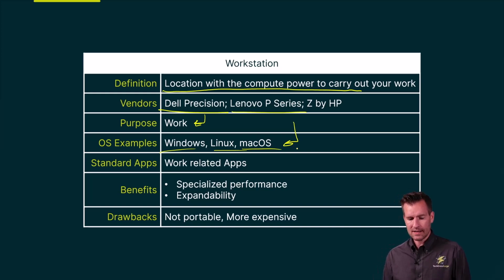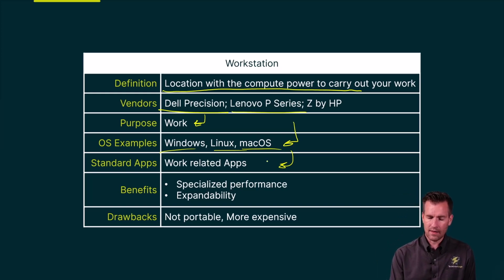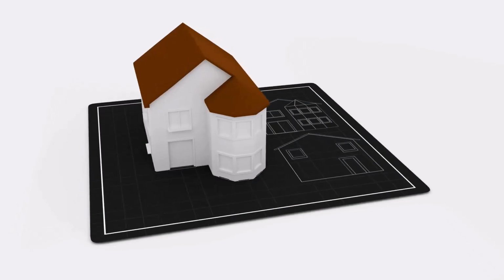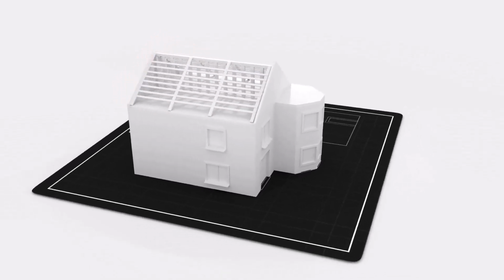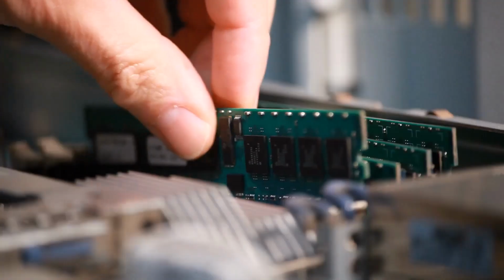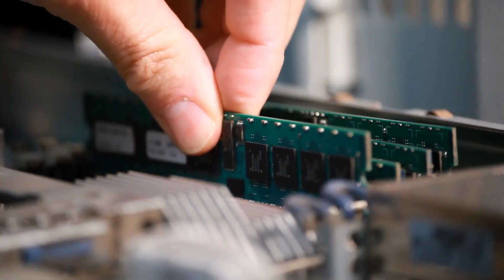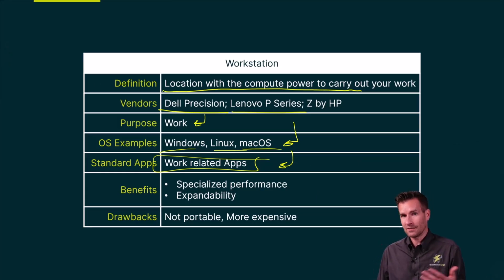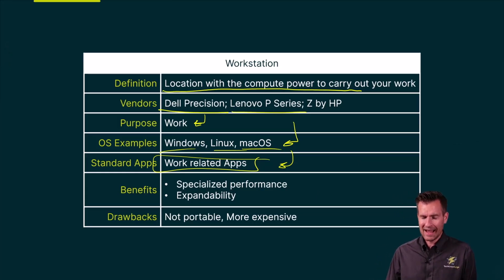So some examples of workstations would be running off of things like Windows, Linux, Mac OS, some sort of operating system to run this. And then we would be running work-related apps, and whatever workstation we have has the power to run the specific app. So if I'm doing 3D architecting, then I'm going to need more processing power. If I'm doing video editing, I'm going to need to have a lot of memory involved with that.